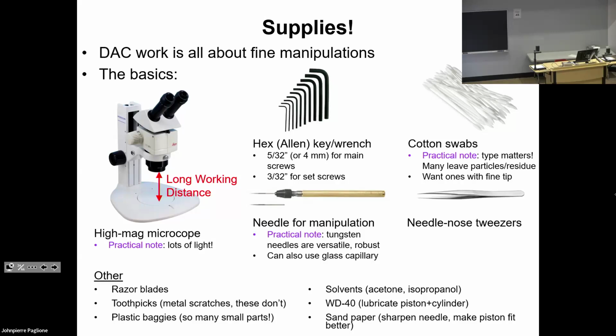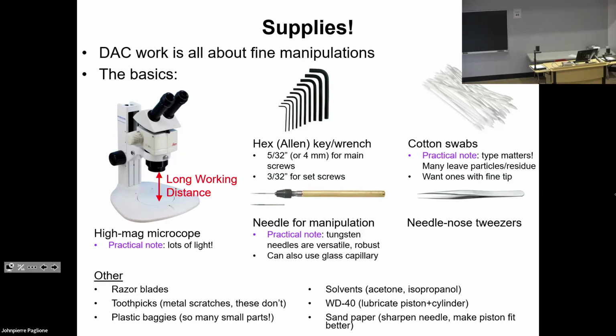One big thing, different high pressure people have their own preferences, but for manipulating actual samples, people often use some sort of needle or sometimes a capillary. And so I like to use a tungsten needle. It's very robust. You can resharpen it easily, and it allows you to manipulate really fine samples on the sub 10 micron scale quite easily. And then also getting some good needle nose tweezers. And then of course things that cut, toothpicks that can manipulate things but not scratch because they're metal. You can even sharpen them with a razor blade.